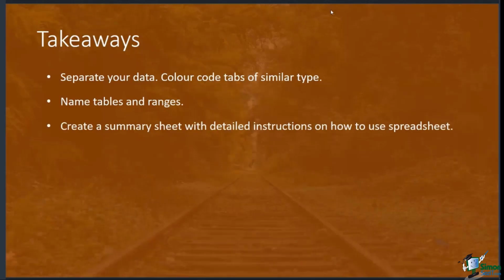Create a summary sheet at the beginning with detailed instructions on how to use your spreadsheet, what's an input cell, what's not, what the colors mean, how each tab is supposed to be used. Make it easy for people. Use formatting to denote input versus calculation cells. Remember, you can use those inbuilt cell styles, or you can create your own color coding.